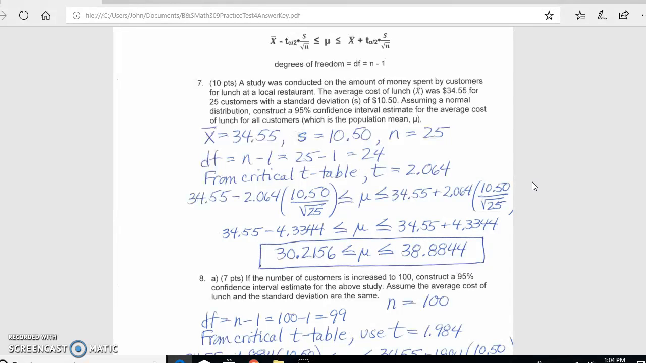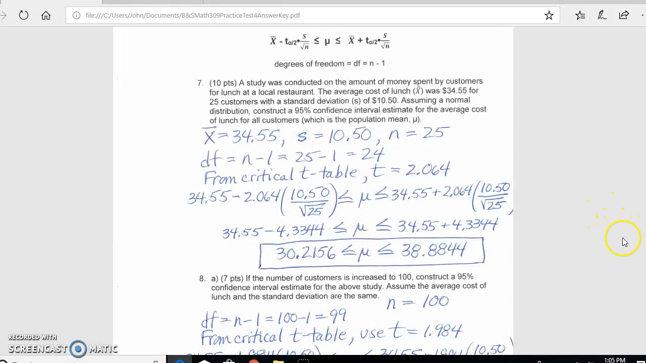at a local restaurant. The average cost of lunch, X-bar, was $34.55 for 25 customers, with a standard deviation of $10.50. Assuming a normal distribution, construct a 95% confidence interval estimate for the average cost of lunch for all the customers, and we're asking for the population mean, mu. And we did calculate this in the previous problem using this formula at the top of the page, and you can refer to that video if you need to.